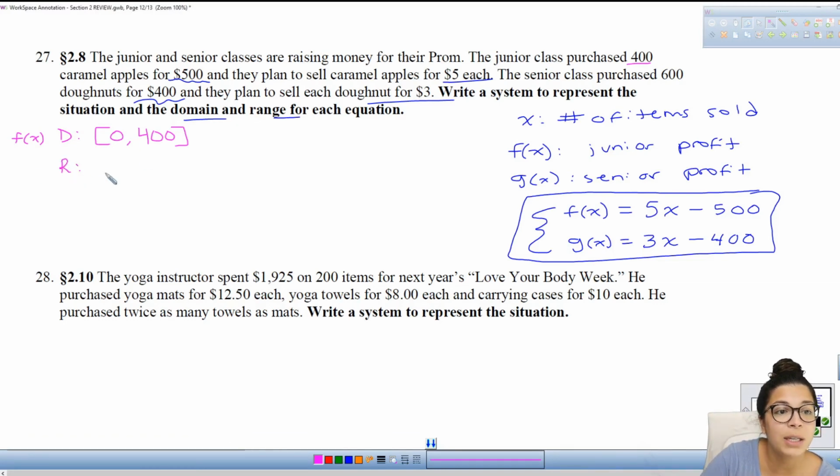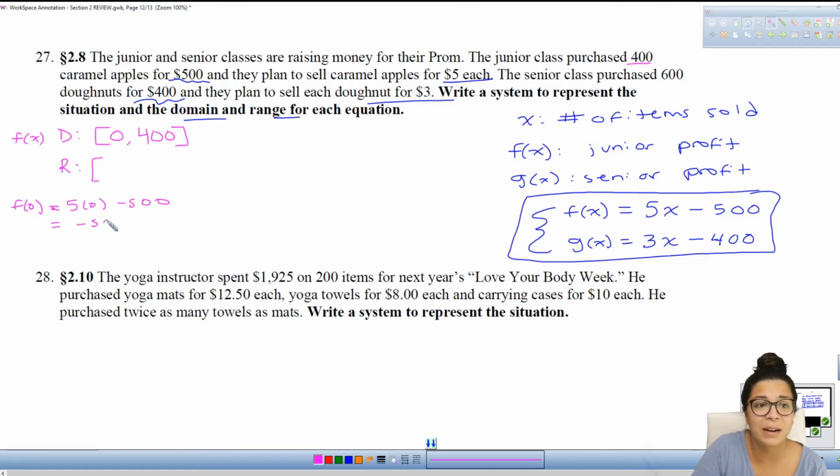And then the range is the output, right? What are the possible outputs? How much money can they make? Well, the smallest amount of money that they make is if they sold 0 items, right? If we sell 0 items, f of 0 would be 5 times 0 minus 500, which 5 times 0 is 0, 0 minus 500 is negative 500.